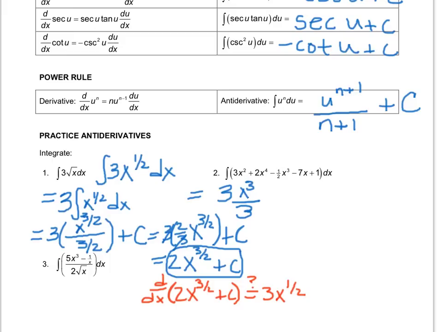Okay, so that would be the antiderivative of 3x squared. Then you're going to deal with the 2x to the 4th. The 2 is a constant, so leave it out. Now x to the 4th, you're going to raise the power by 1 and divide by the new power. 1/2 x cubed, raise the power by 1, divide by the new power. 7x, raise the power by 1, divide by the new power.